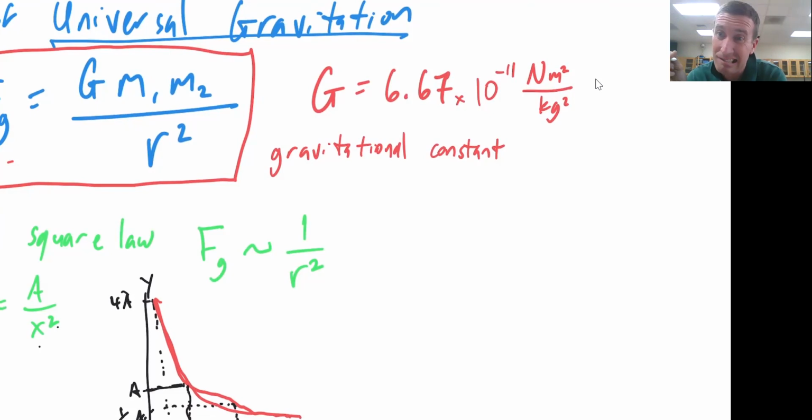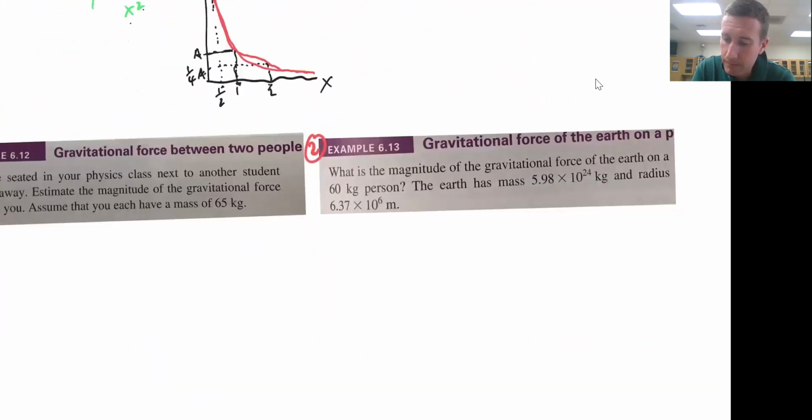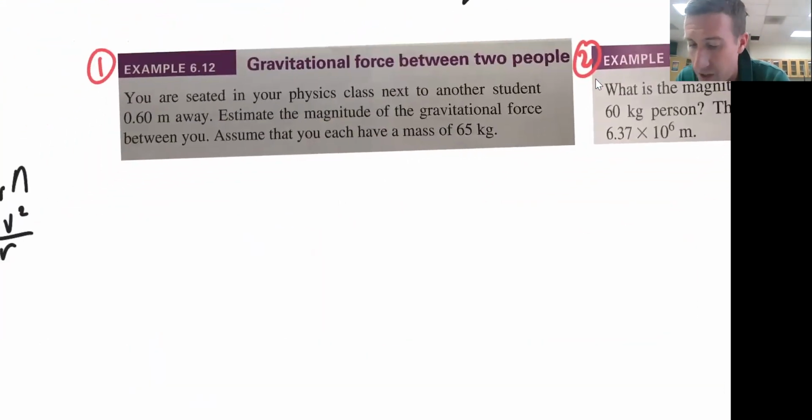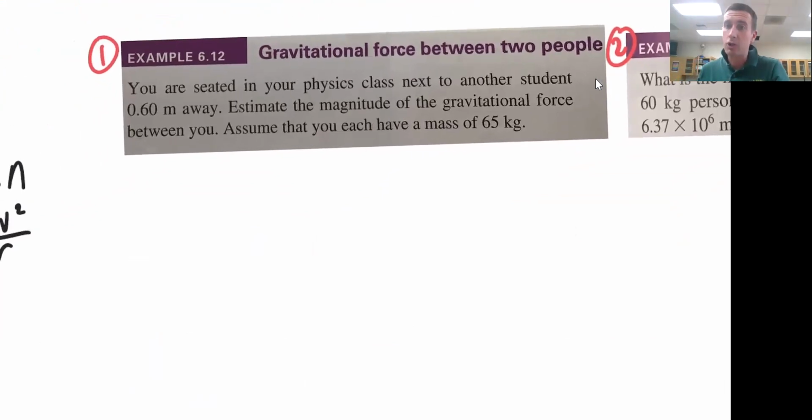You are so small in the scale of the universe. I'm sorry. All right, so let's find the gravitational force between two people, see how well attracted you are to the person sitting next to you. You are seated in your physics class next to another student 0.6 meters away. Estimate just how attracted you are to that person gravitationally. That's the kind of attraction that we can measure in physics. So the magnitude of gravitational force, assume you each have a mass of 65 kilograms. How cute, you're the same size.